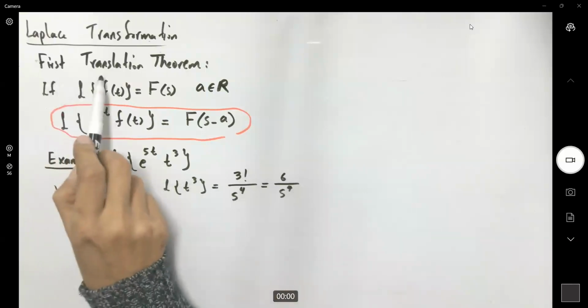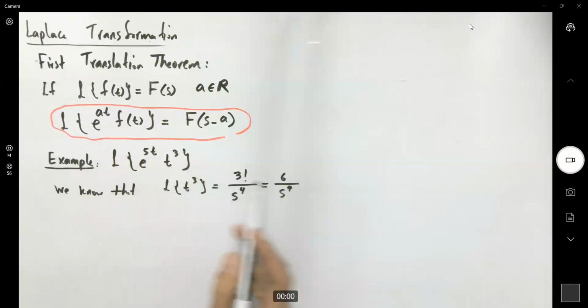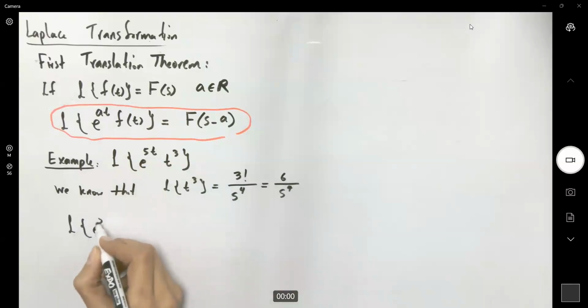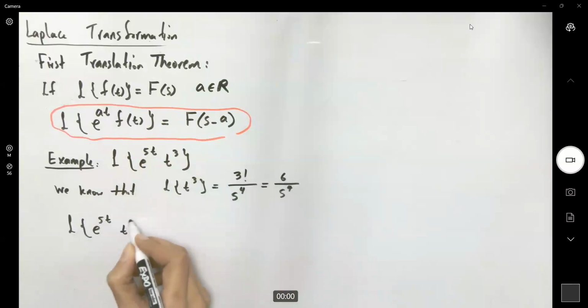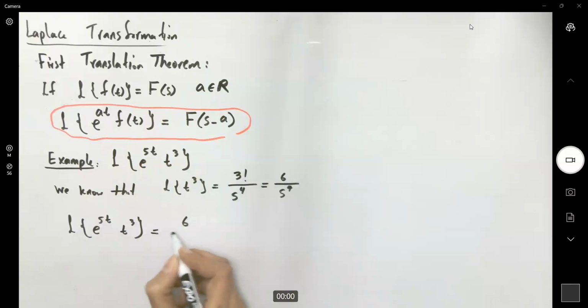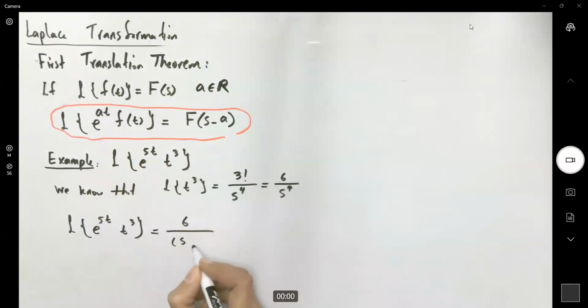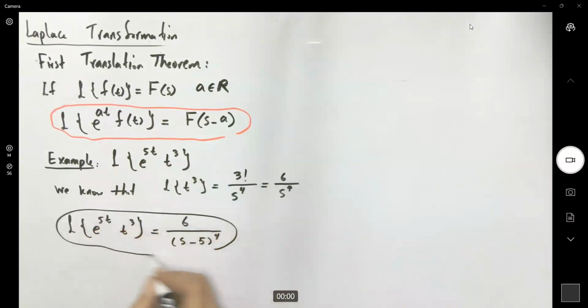And the first translation theorem says, well, since you already know this Laplace, the Laplace of e to the power 5t times t cubed is nothing but 6 divided by, you just make a little bit of transformation, a little bit of shift for your s. So s minus 5 to the fourth power is going to be the answer here.